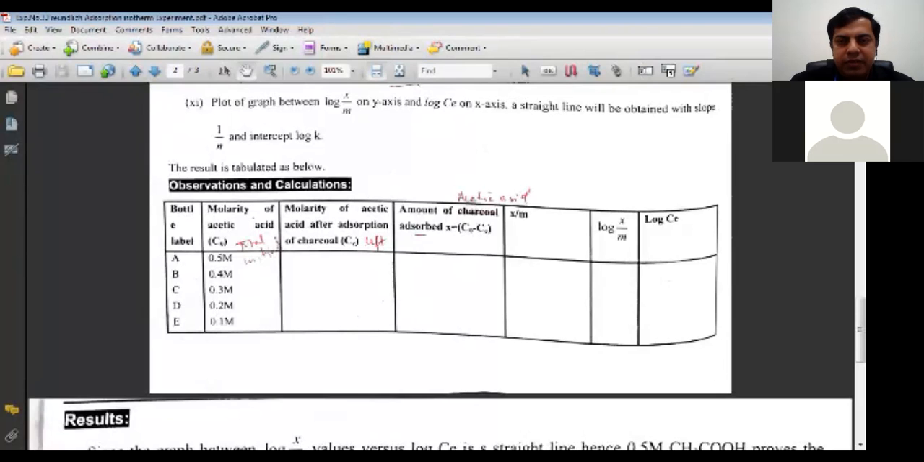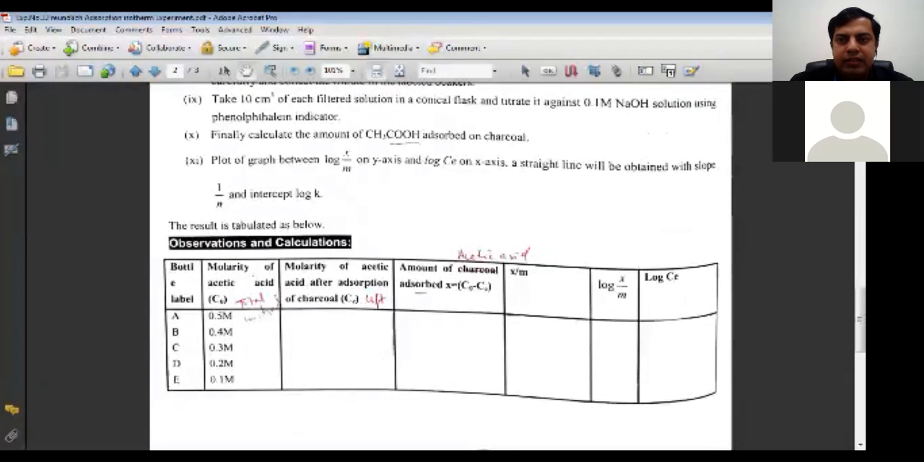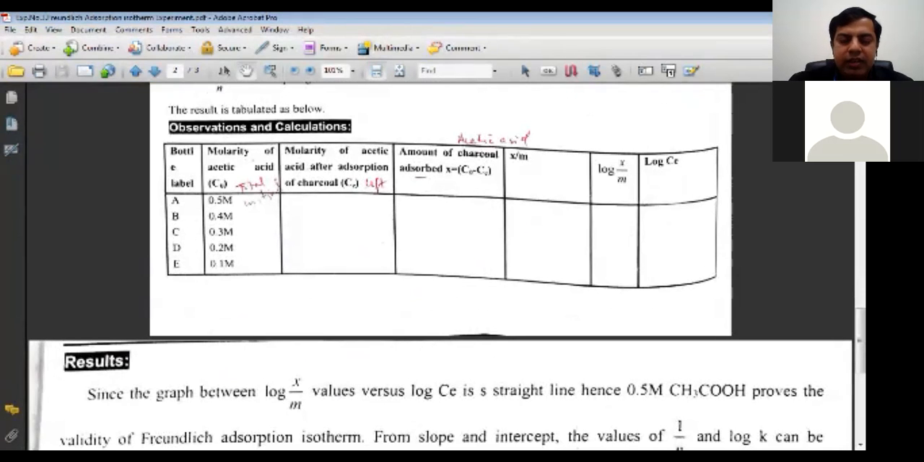Actually, you have to divide by 1 and this will remain the same concentration. After this, you can take the log of this one and the log of this, which is the concentration left after the adsorption. And this is all about the experiment. Later on you can plot the graph between these two, and this will give you a straight line with an intercept. From the slope and intercept you can calculate the Freundlich adsorption constants, which are the values of k and n.